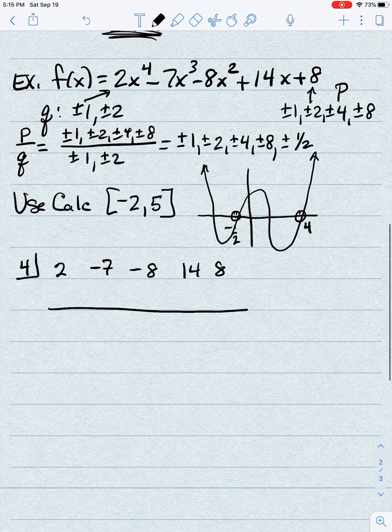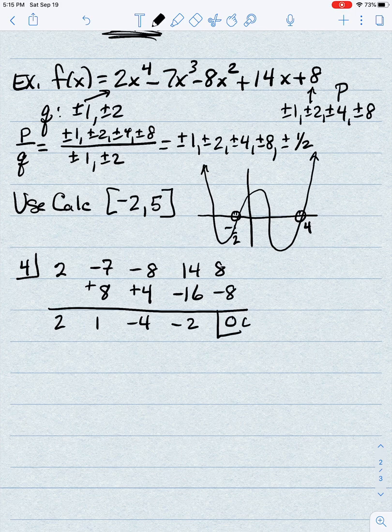All right, so first number down like before. So we have 8, add down is 1, multiply, add down, multiply, add down, and lastly, multiply, add down. Woohoo, look at that. Remainder is 0, which I hope you were expecting. Since we see it on the graph as a 0, that confirms that we do, in fact, have a 0. So x minus 4 is also a factor.